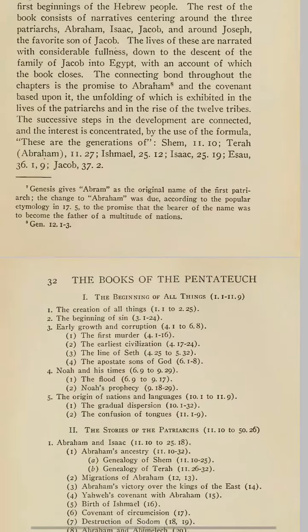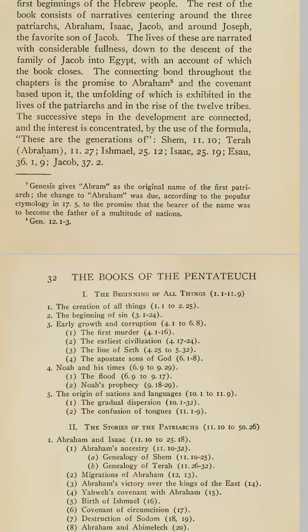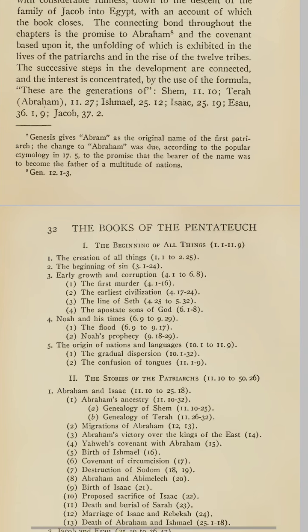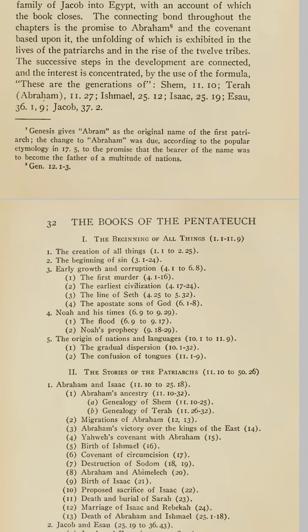The rest of the book consists of narratives centering around the three patriarchs Abraham, Isaac, Jacob, and around Joseph, the favorite son of Jacob. The lives of these are narrated with considerable fullness down to the descent of the family of Jacob into Egypt, with an account of which the book closes. The connecting bond throughout the chapters is the promise to Abraham and the covenant based upon it, the unfolding of which is exhibited in the lives of the patriarchs and in the rise of the 12 tribes.